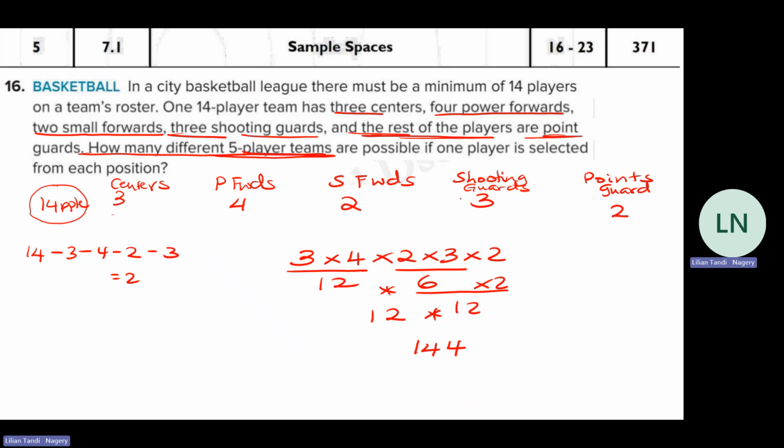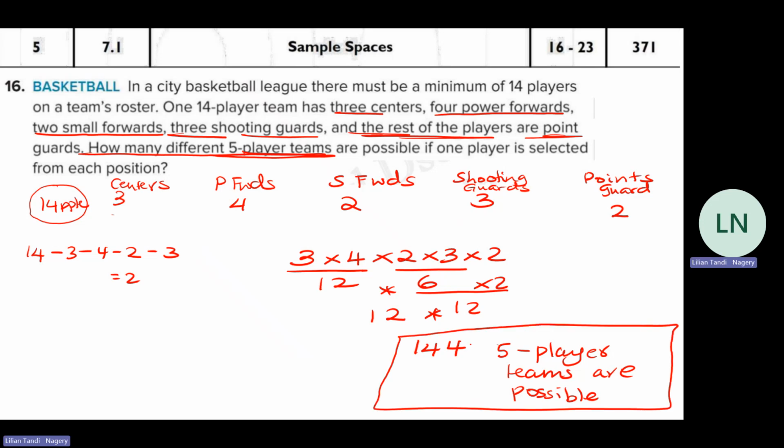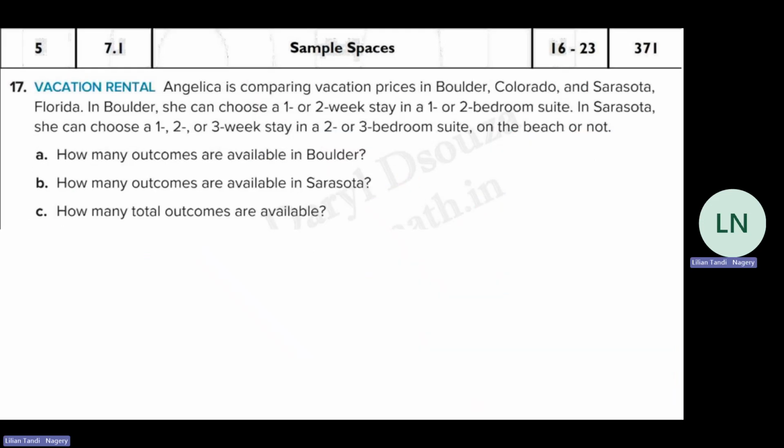So how many different 5-player teams are possible if one player is selected from each position? 144 5-player teams are possible. Possible, double S. Possible. And you box your answer. Okay. That's how you answer that. Okay. All right, let us move on.